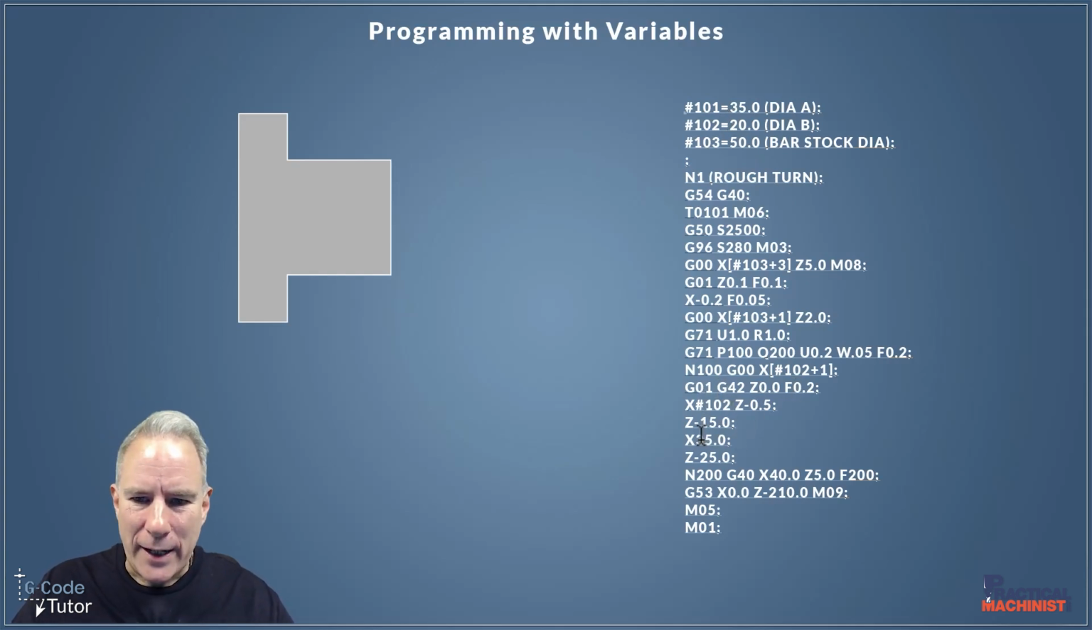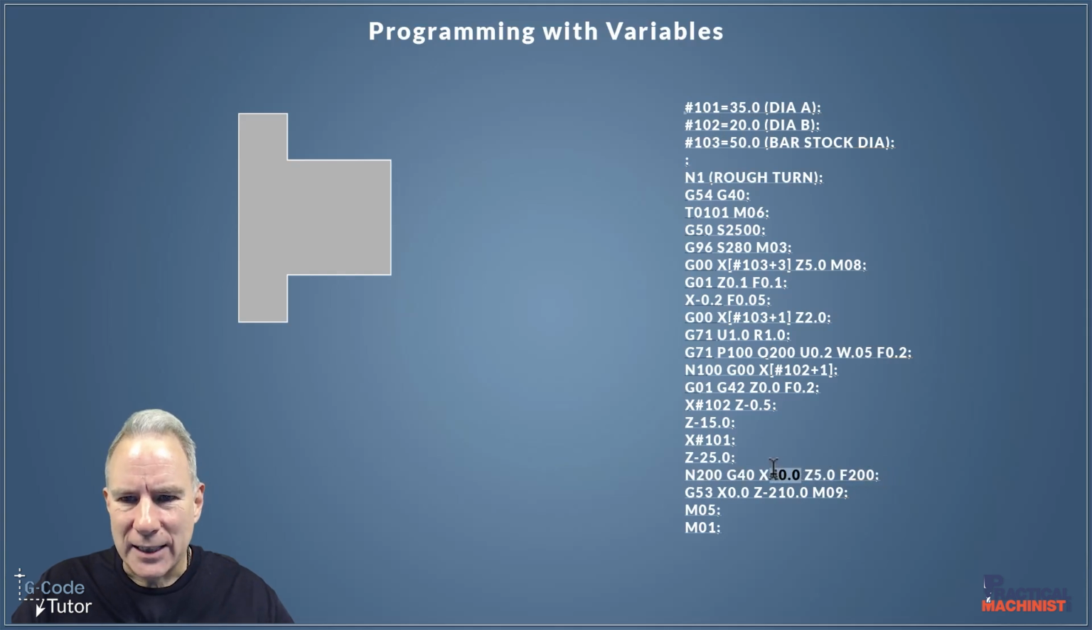Okay, so as we go down, we have another X here. This would be X101, because this is our major diameter. We're coming down on diameter B, the smaller diameter, then going up to the major diameter. So this one we can just change to a variable as well. We don't need to do any maths, so we can change this to 101. That's just going to call X35mm in this case, or whatever we decide to change the value of variable 101 to.